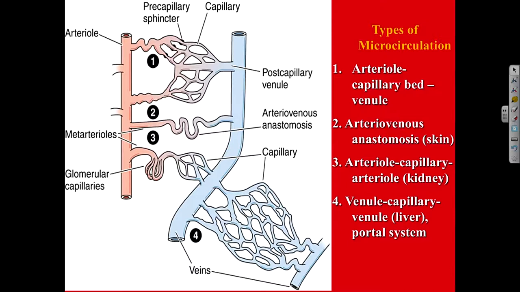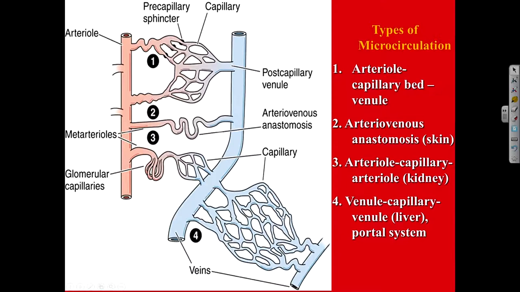And even on the other side of the filtration apparatus, the pressure is still relatively high, so they have another arteriole there so that it doesn't rupture. So you go from an arteriole capillary back to an arteriole. Okay, you see that in the kidney. And then the last type of microcirculation is a hepatic portal system where you go venule capillaries back to venules. We see that in the liver.